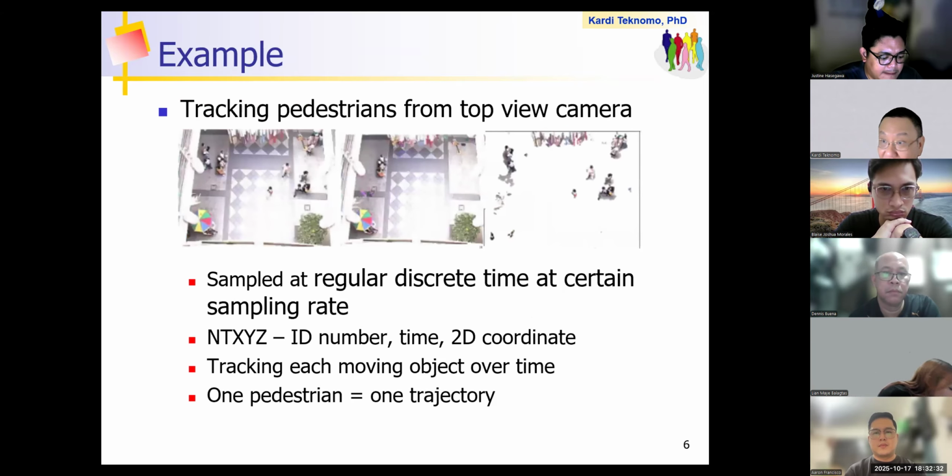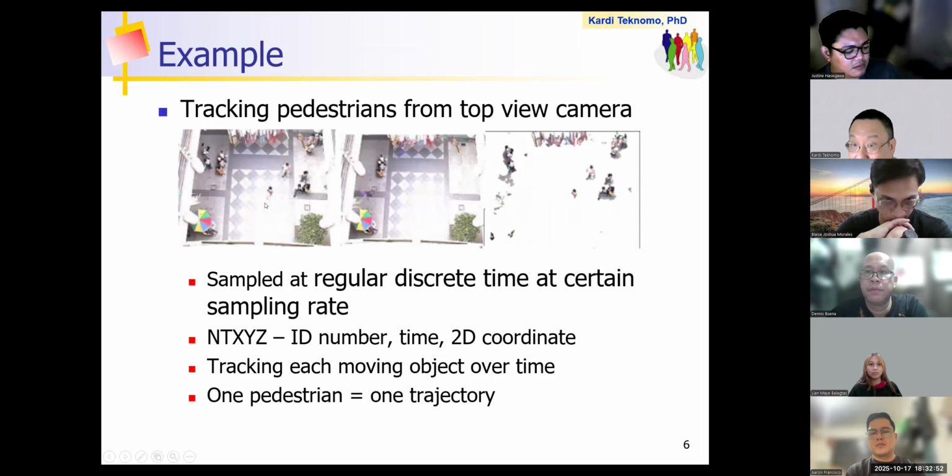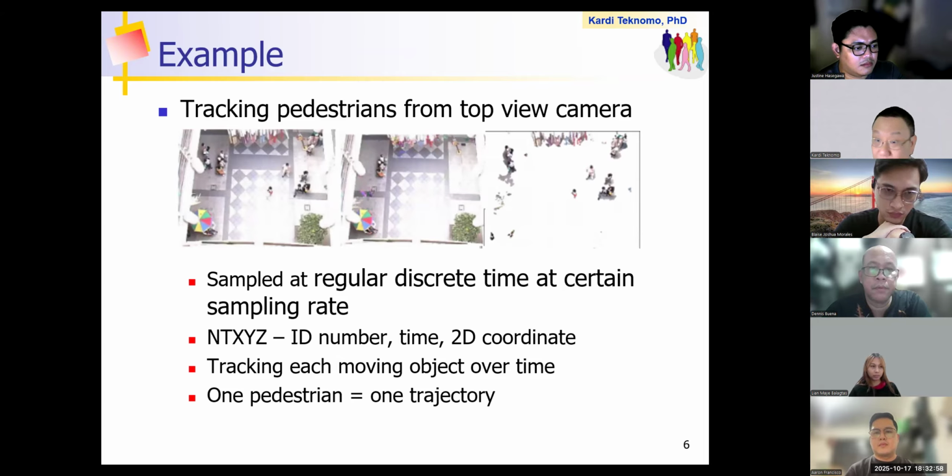So this is an example. I track pedestrians using a camera. You can search for the Tecnomo Fernandez algorithm, that's my name. So this is one of them. This is in Japan, the pedestrian traffic from the top view in Sendai. From there you can get the pedestrians, and I remove the background.